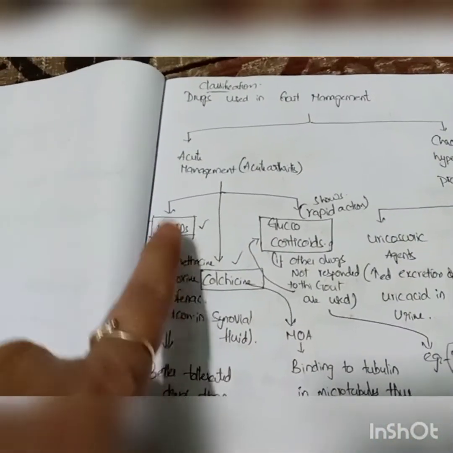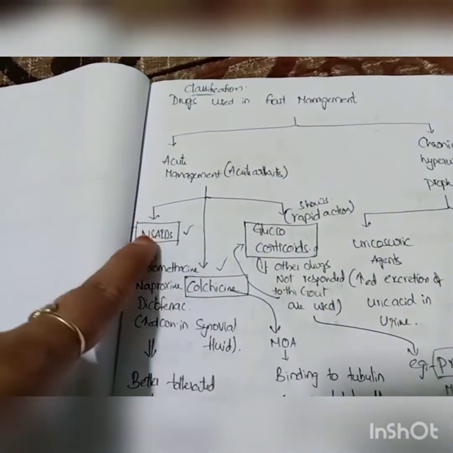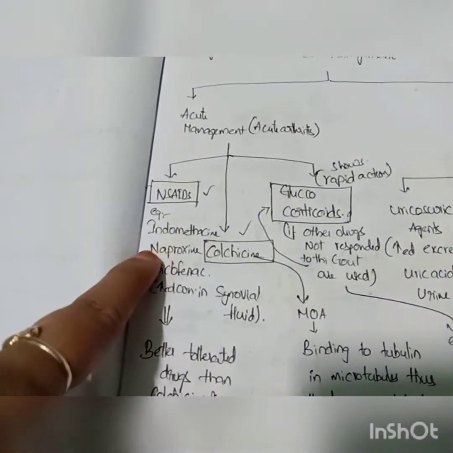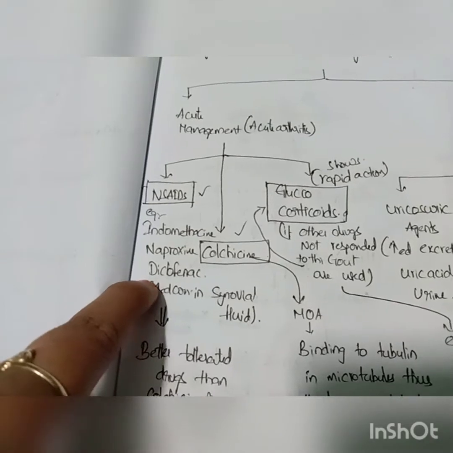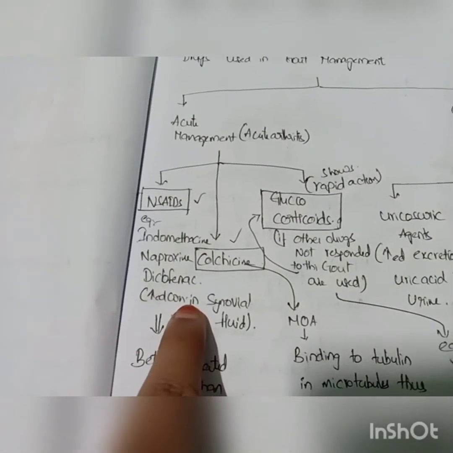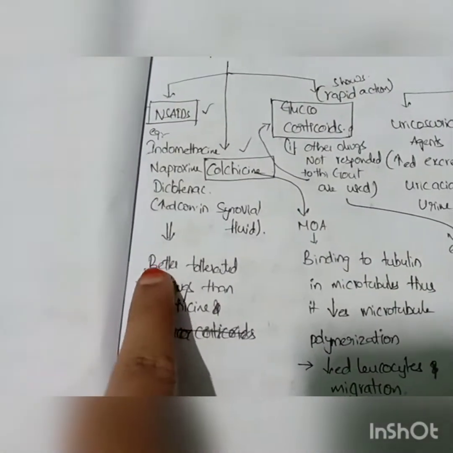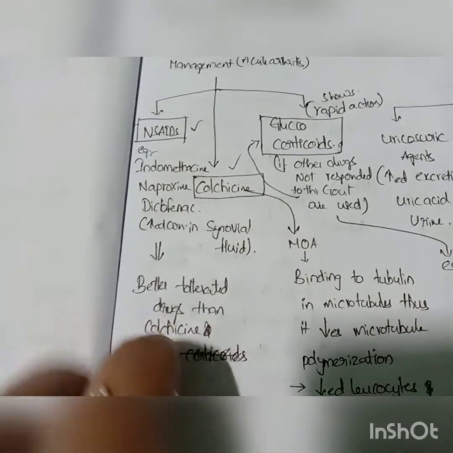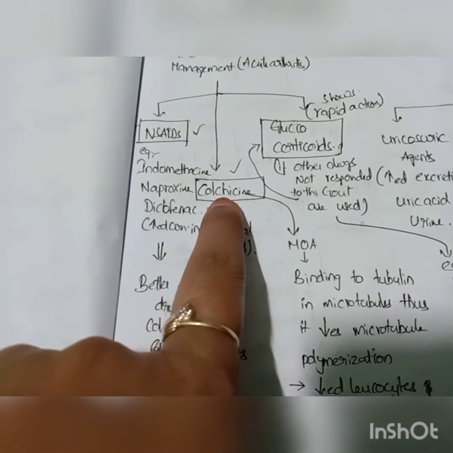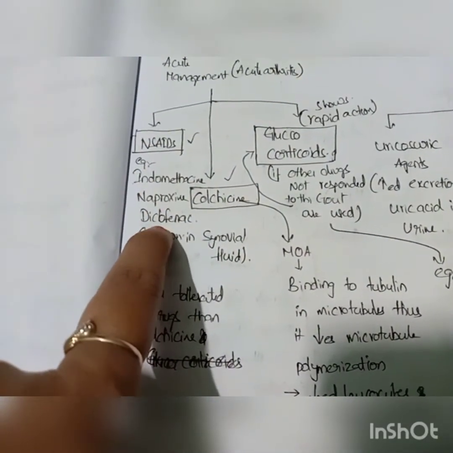In the acute, we are going to use NSAIDs, colchicine and glucocorticoids. See, three types: NSAIDs, colchicine and glucocorticoids. Coming to the NSAIDs, indomethacin, naproxen and diclofenac are used. It may lead to increased concentration in synovial fluids. These NSAIDs are better tolerated when compared with colchicine.